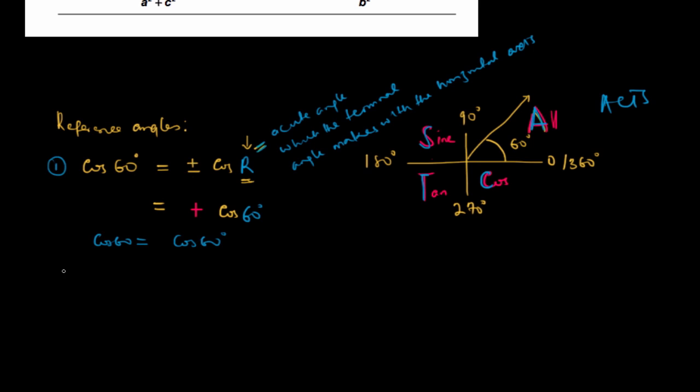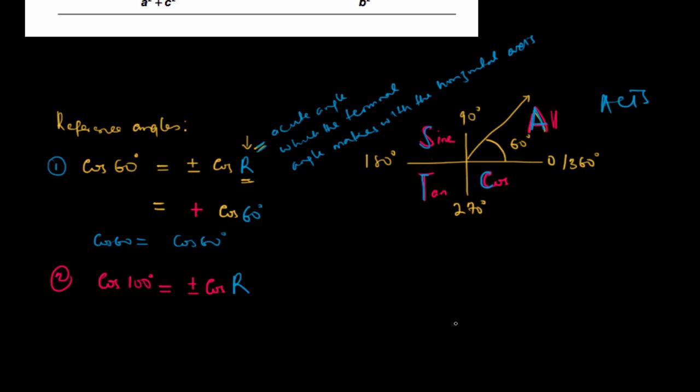But what if you're told to find, let's say, the cosine of 100 degrees? How do you do that? Again, the cosine equals plus or minus the cosine of the reference angle. To find the cosine of 100, we need to first find the reference angle, and whichever quadrant 100 degrees lies in will determine which sign it takes.